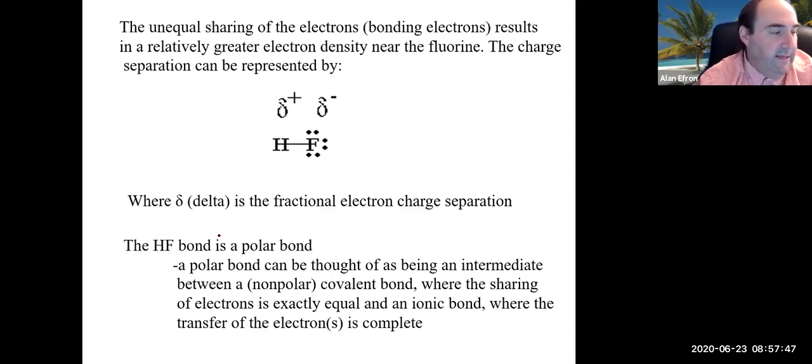And that's different than in an ionic compound where we have a full transfer of electrons from the metal to the nonmetal. Because we get the full transfer of electrons, the metal gets a full positive charge, if you want to think about it that way, and the nonmetal gets a full negative charge because of that complete transfer of electrons.